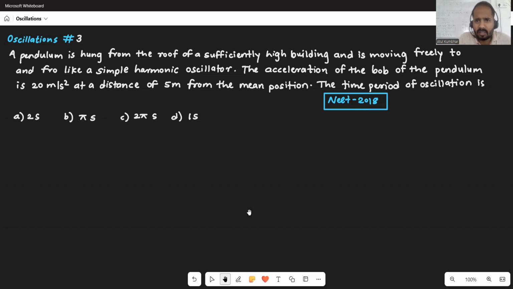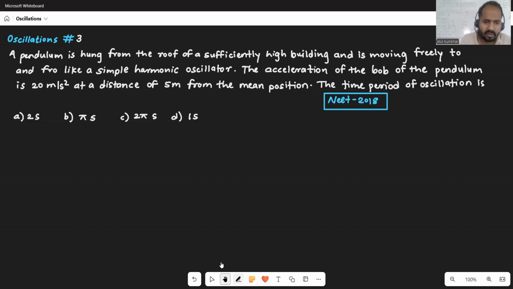Everything great? Let's take a quick question. It was asked in NEET 2018. Let's read the question. A pendulum is hung from the roof of a sufficiently high building and is moving freely to and fro like a simple harmonic oscillator. The acceleration of the bob of the pendulum is 20 meter per second square at a distance of 5 meter from the mean position. And they're asking us to find out the time period.